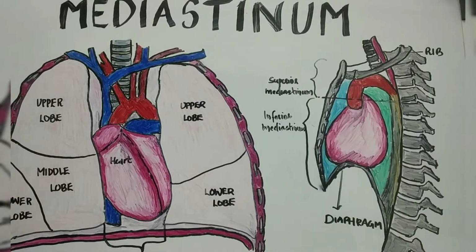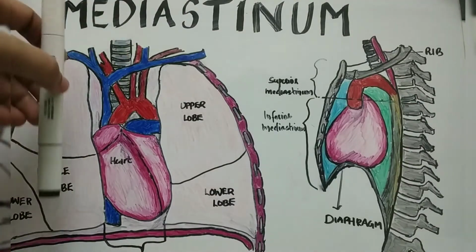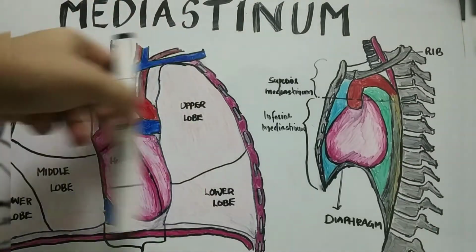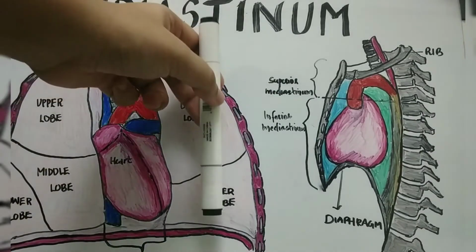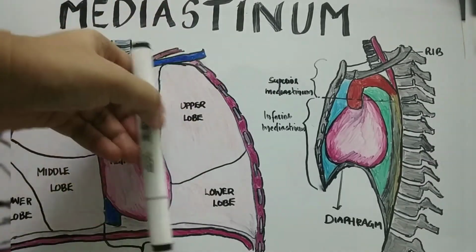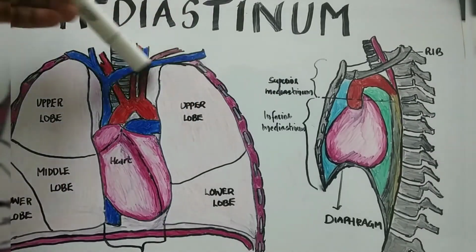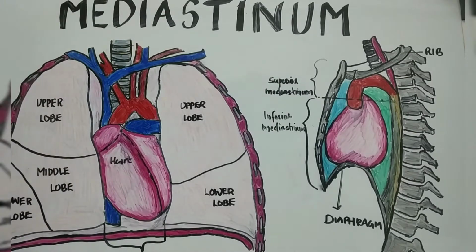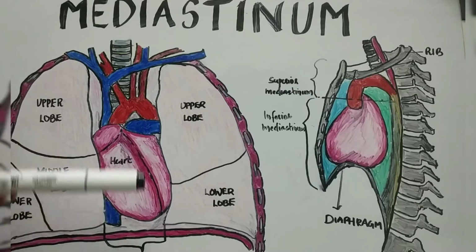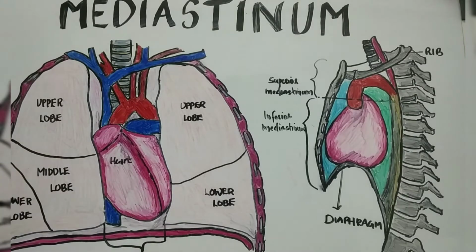Hello everyone. In this video, we will discuss the mediastinum. So what is the mediastinum? It is the space between the two lungs. So this is one lung, this is the other, and the space between these two lungs is called the mediastinal space. This mediastinal space is again divided into the superior mediastinum and the inferior mediastinum. Today we will go into detail about this.